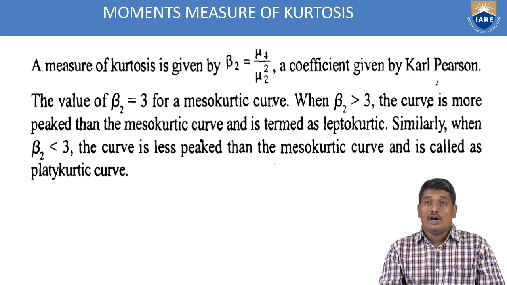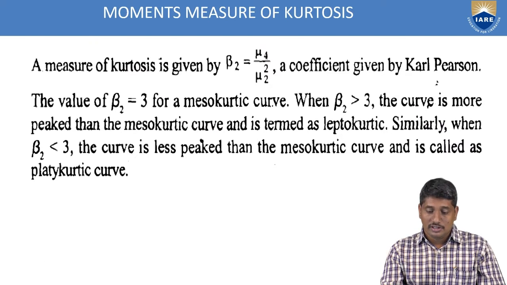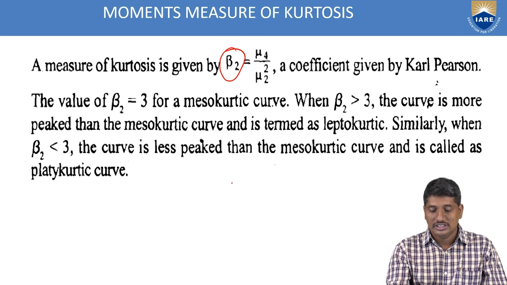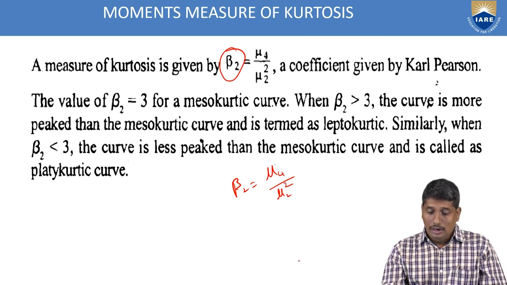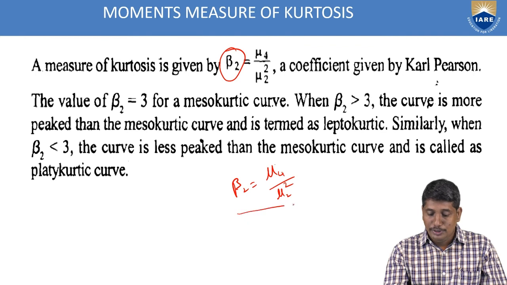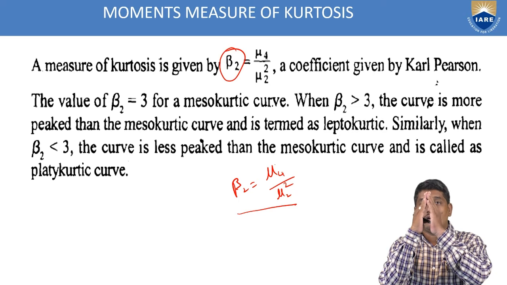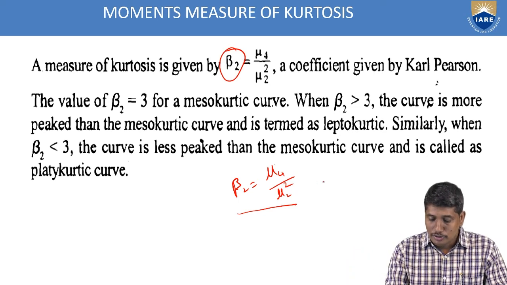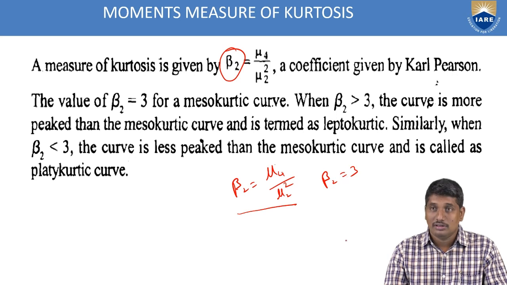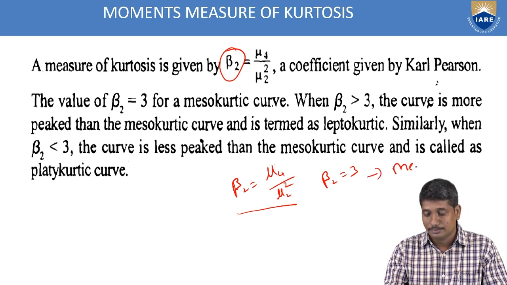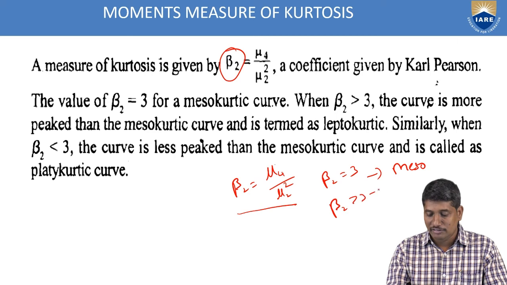Now Karl Pearson also gave a measure for kurtosis, which is denoted by beta 2, which is nothing but the ratio of the fourth moment with respect to the square of the second moment, mu4 by mu2 squared, and basing on the result of beta 2, we'll decide whether it is mesokurtic or leptokurtic or platykurtic. Suppose if beta 2 is equal to 3, then we call it mesokurtic. If beta 2 is greater than 3, we call it leptokurtic. If beta 2 is less than 3, we call it platykurtic.